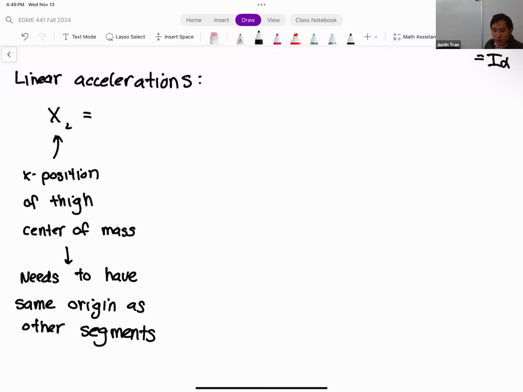If you think back to how we defined the position of the lower leg, that was relative to the ankle joint. So implicitly, we were assuming that the ankle joint was the origin of our system. We need to be consistent here, so we need to keep the same origin. So this x position of the thigh is going to be relative to the ankle joint, which is where our origin is.